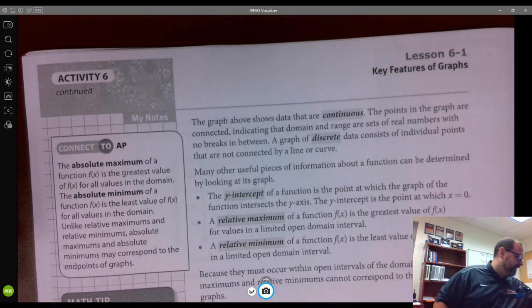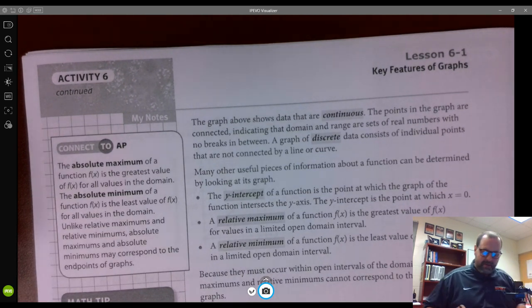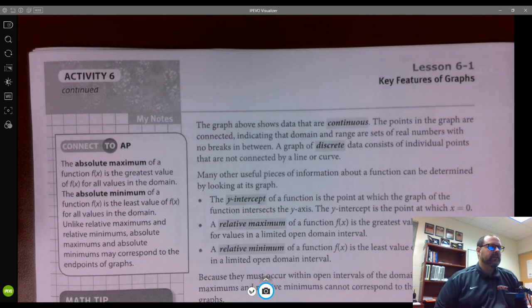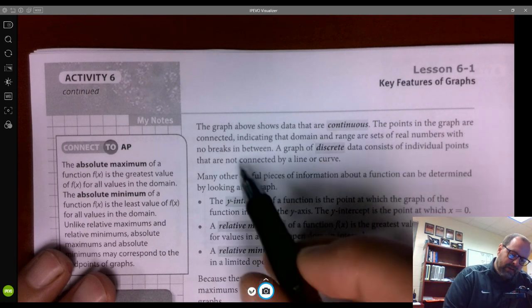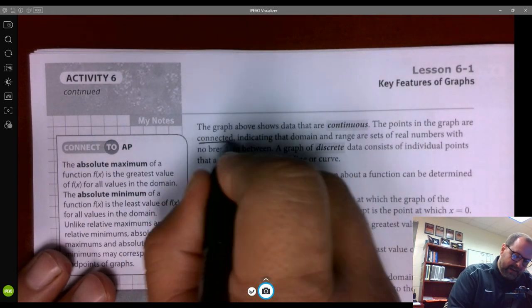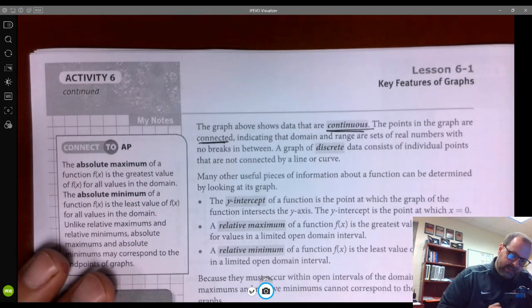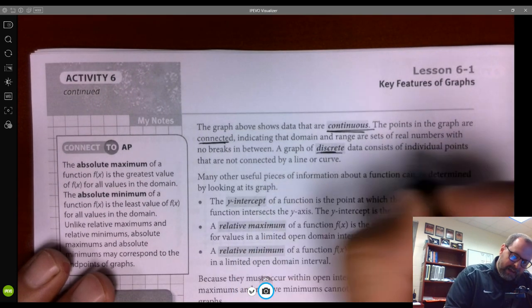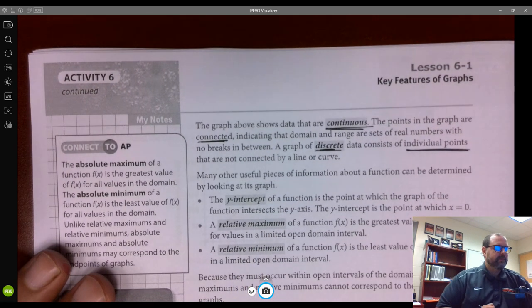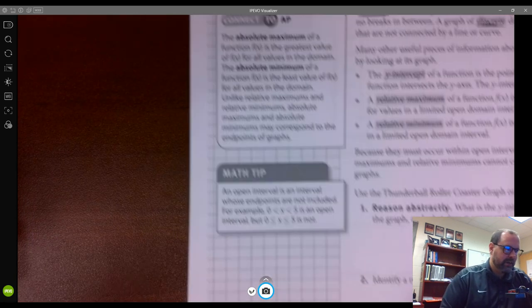We're ready to go. So on page 82, there's a couple things here that start off. It says the graph above, and I don't have anything above, shows data that are continuous. The points in the graph are connected, continuous. Discrete, individual points. So let's make a sketch of those.